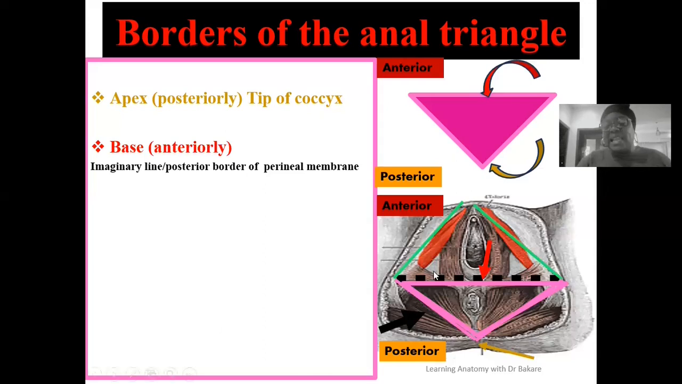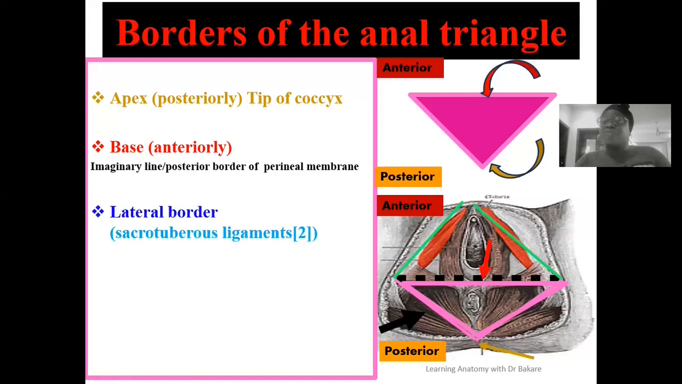So you see this alignment created at this point. This also tallies with the posterior border of the perineal membrane. The perineal membrane is a membrane that is limited to just the anteriorly placed urogenital triangle. As a matter of fact, the perineal membrane is the inferior fascia of the urogenital diaphragm that is also limited to the anteriorly placed urogenital triangle. So you have this membrane here at this point, and the posterior border of this membrane is also seen to align with the base of the anal triangle.